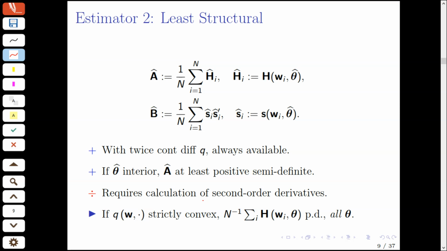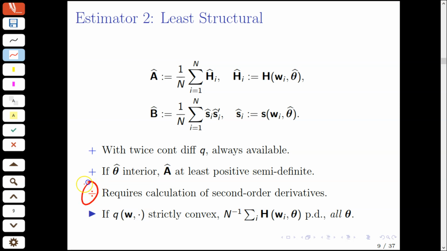Let's discuss this second type of estimator, the least structural type, in a bit more detail. Here I'm just copying our previous expressions for easy reference. Under our previous assumption of twice continuous differentiability of the Q function with respect to theta, we can always calculate Hessians and scores. So for this reason, these estimators are essentially always available. Moreover, by definition of the M-Estimator as a solution to the sample problem, the Hessian of the sample objective must be positive semi-definite, which means that A hat, the Hessian at the M-Estimator, is at least positive semi-definite, which is a plus.